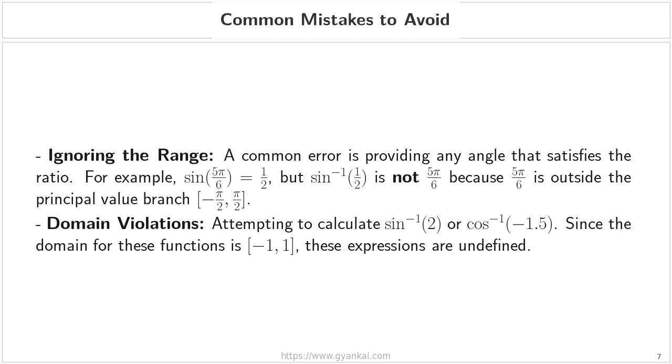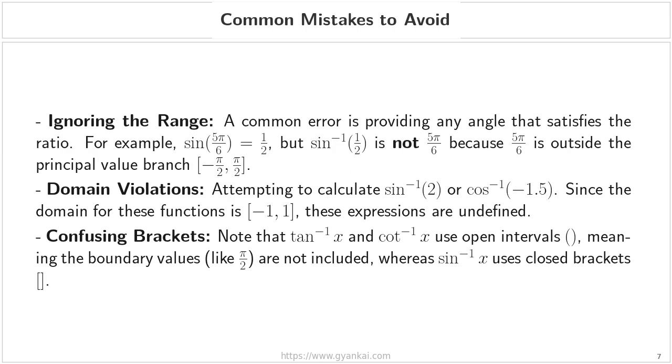Next, be mindful of domain violations. You might encounter a problem asking you to calculate the inverse sine of 2 or the inverse cosine of negative 1.5. You should immediately identify these as undefined. As we saw in our summary table, the domain for both these functions is strictly between negative 1 and 1. Since 2 and negative 1.5 fall outside this interval, these expressions are mathematically invalid.